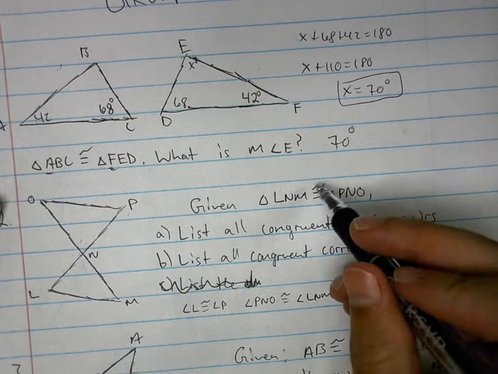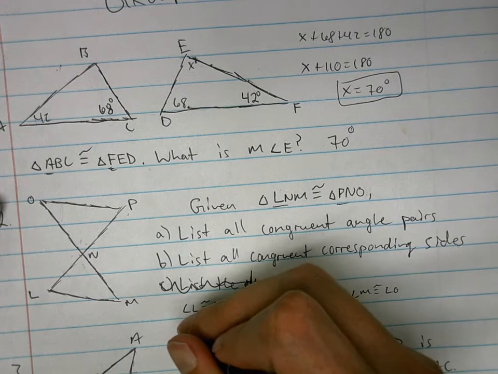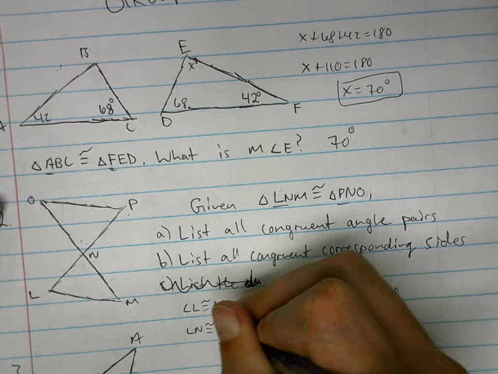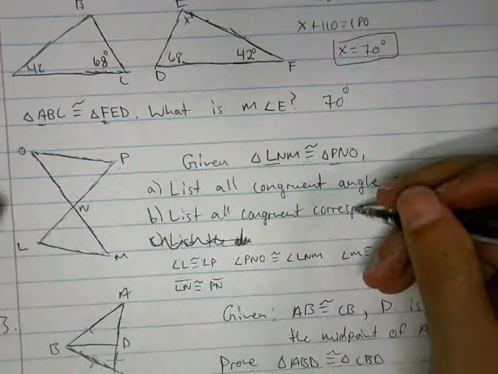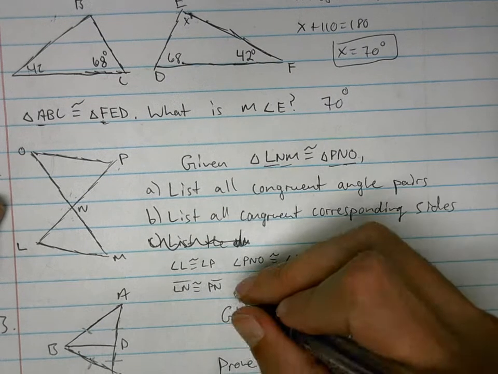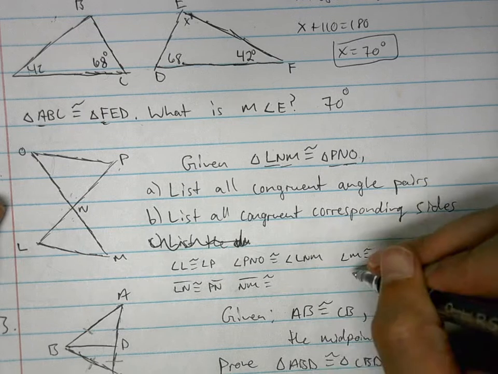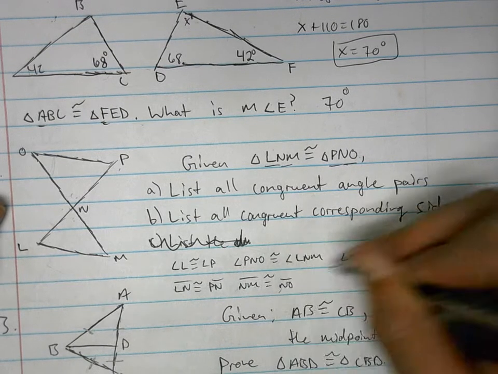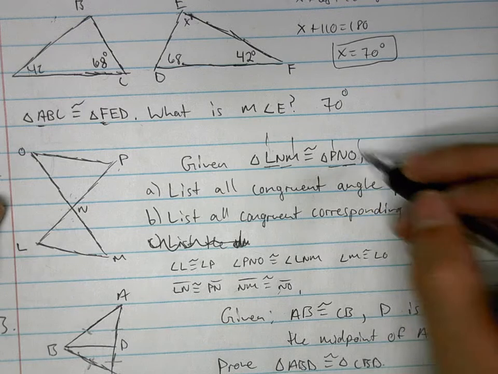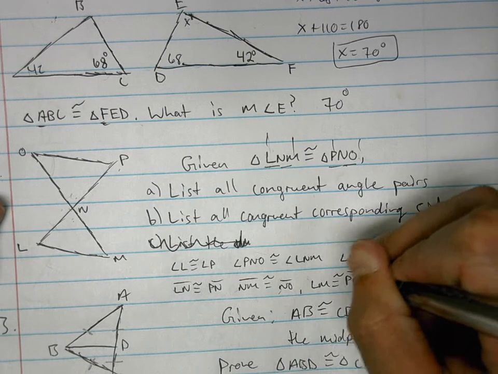For sides, we have LN and PN. So we're going to say that LN is congruent to PN. And we also have that NM is congruent to NO. And the last one we have L and M, P and O, LM congruent to PO.